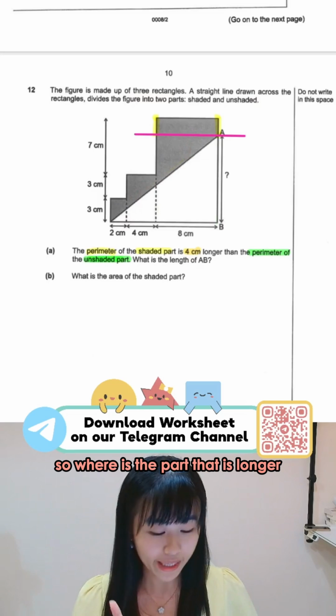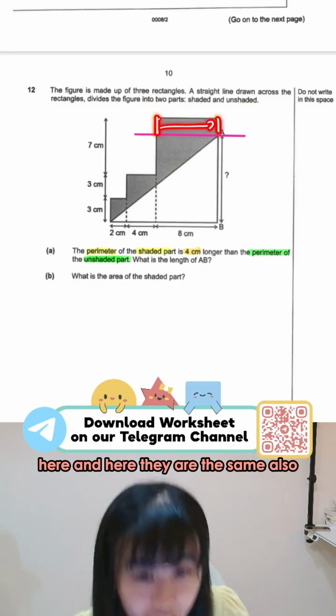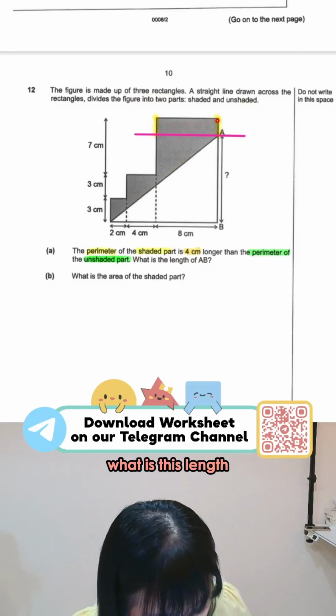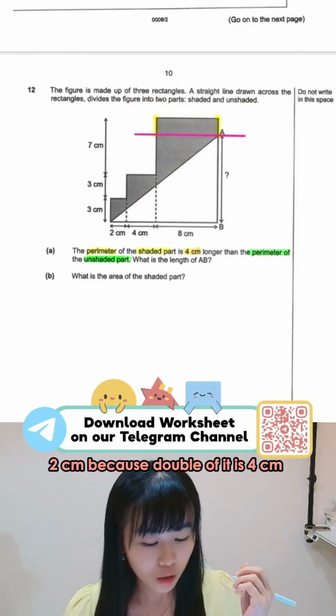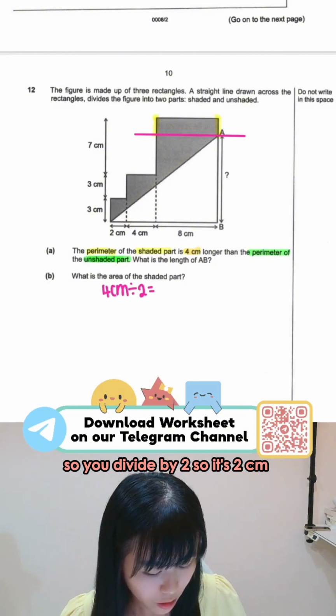So where is the part that is longer for your shaded part? It must come from your here and here. Here and here, they are the same also. So if they're the same, then what is this length? How many cm is this? 2 cm, because double of it is 4 cm, so you divide by 2. So it's 2 cm.